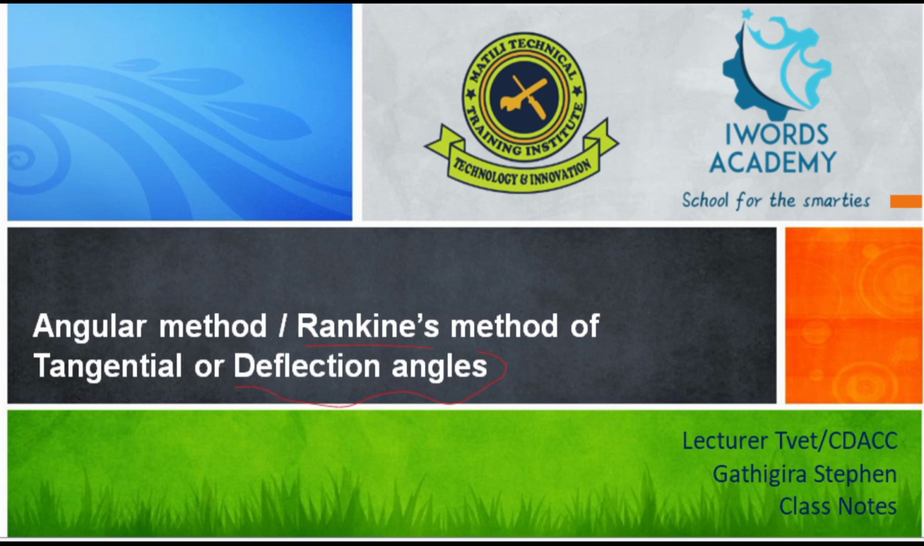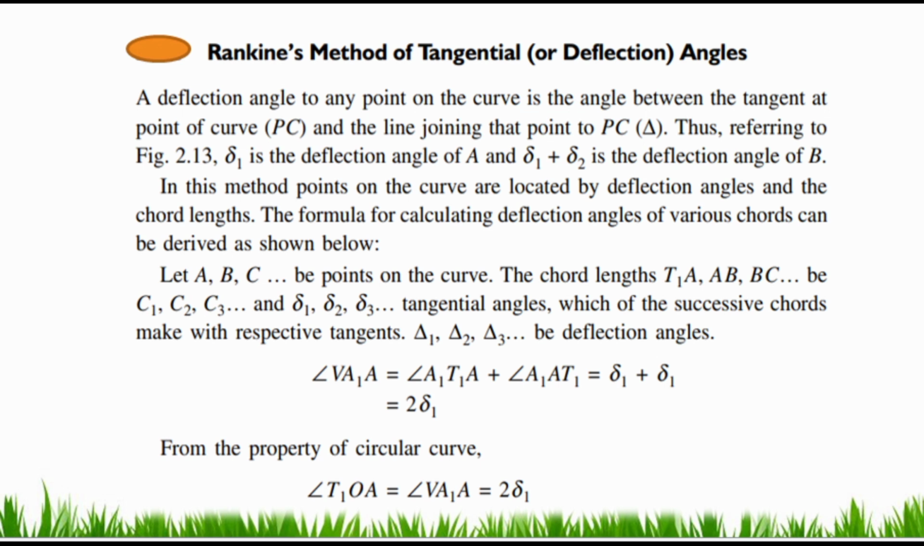We can go ahead and see something. So Rankine's method, the tangential or deflection angle method: the deflection angle to any point on the curve is the angle between the tangent at the point of the curve and the line joining that point to PC. That is the angle, the definition, referring to the figure I will show you later.